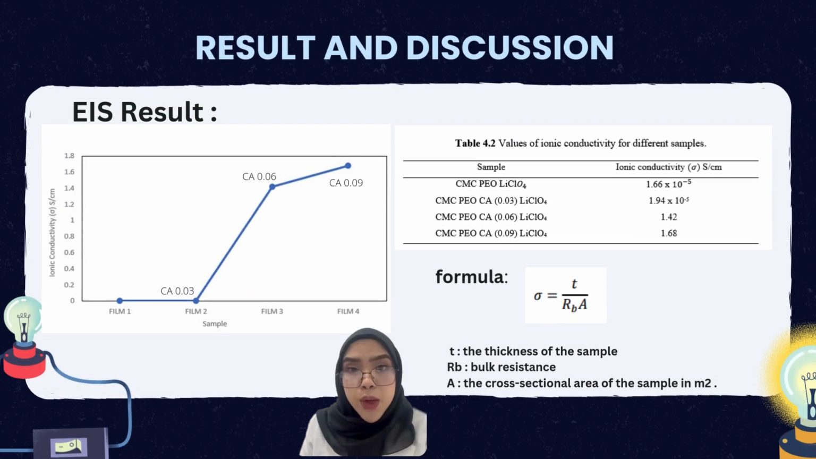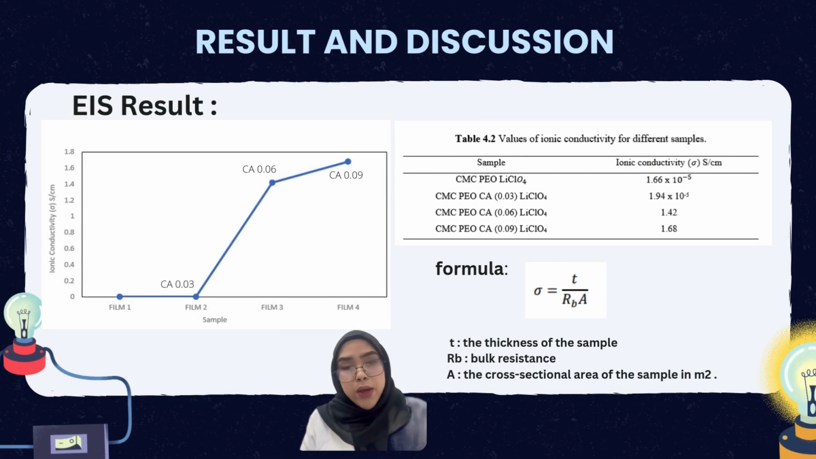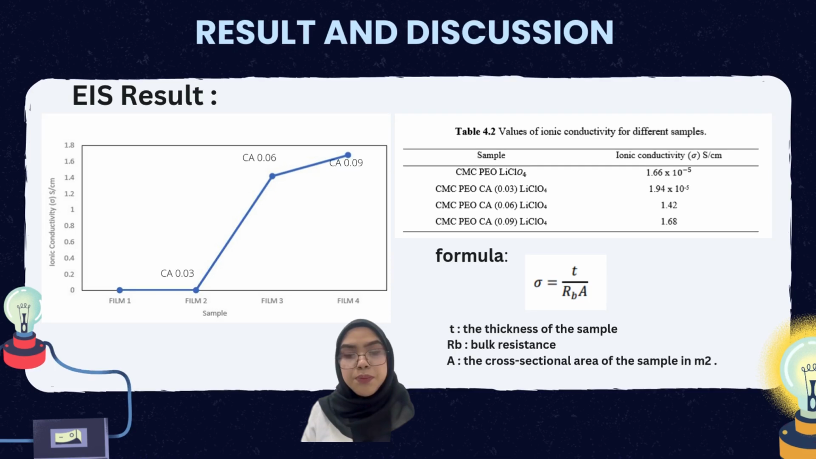And here is the formula that I'm using to get the value of ionic conductivity. The ionic conductivity equals t over Rb times A. The Rb value comes from the EIS graph of every SPE sample.